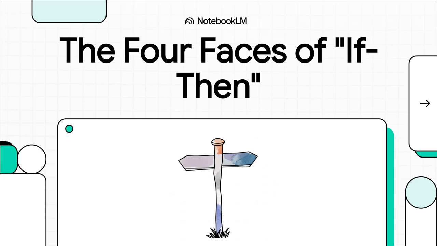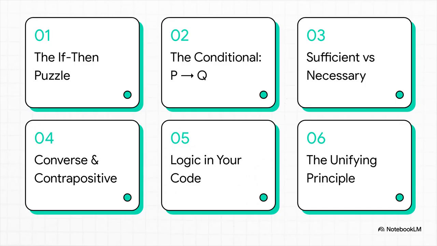Hey everyone, and welcome. In the world of computer science and system design, pretty much everything we build rests on a foundation of logic. It's that simple idea: if some condition is met, then a certain action happens. It is the absolute bedrock of every single program you will ever write. So today, we're going to untangle the surprisingly confusing language that wraps around this very simple concept.